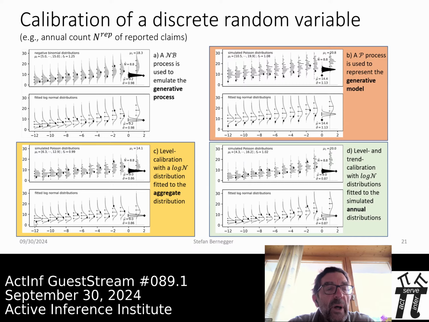But still, if I look then at each and every year, then I still have this trend which is missing. So if I'm calibrating level and trend, then you can see here I end up with a model which is very close to the true hidden generative process. So this is how it works. You take your generative model to create simulated distributions, you fit a continuous distribution to it, and then you apply Bayes by using your priors, and you can find out the calibration parameters.